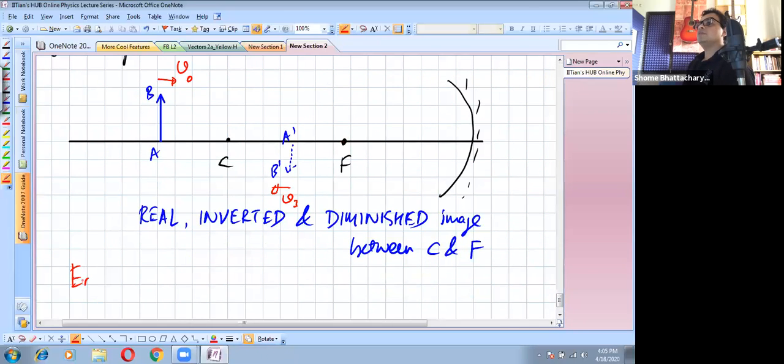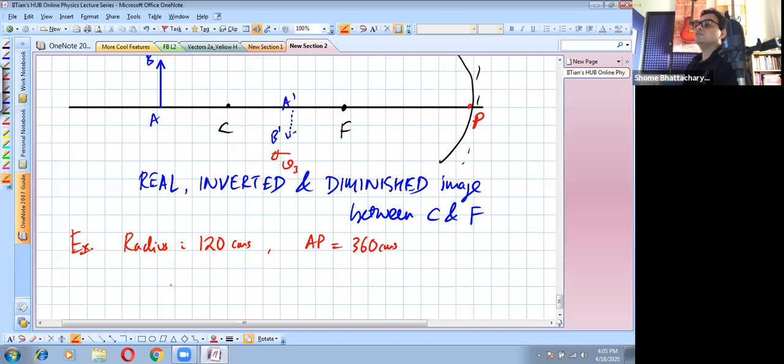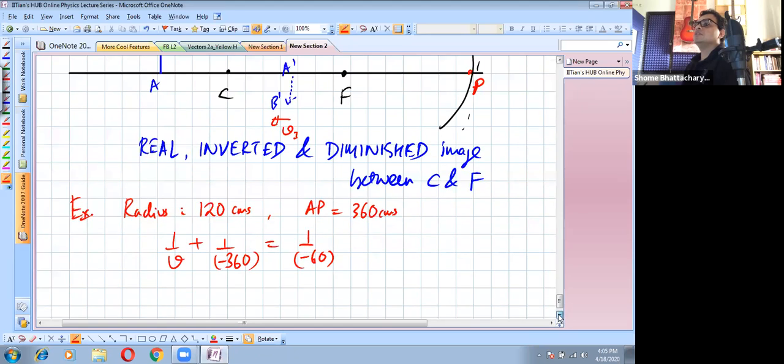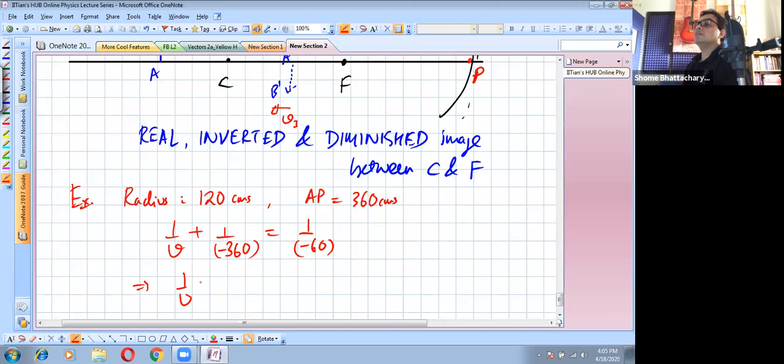So suppose in our example, the radius of the mirror is 120 centimeters. And we take the object distance, this is the pole, as, let us say, 360 centimeters. Okay. So you see what you are getting for the magnification and for the image. So 1 by v plus 1 by u, which over here with sign will be minus 360, should be equal to 1 by f with sign which is minus 60, because f is R by 2. So you can see that you will get v like this.